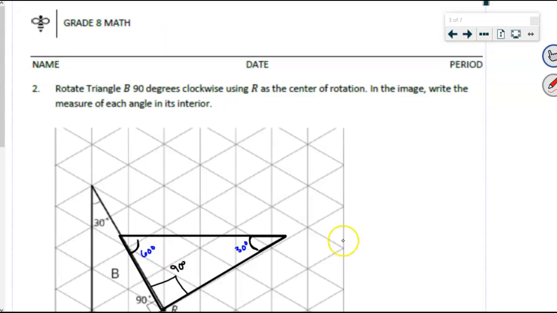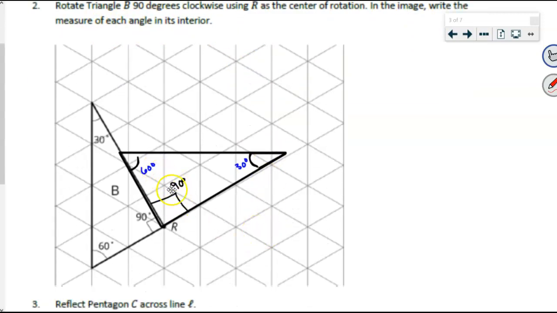Now let's move on to the next one. And in this next one we can see in that rotation, it says write the measure of each angle in its interior. So I did write those angles down, but I want you to notice that those didn't change either. So that's another interesting point. Let's make sure we write that down. The angle measures stay the same.